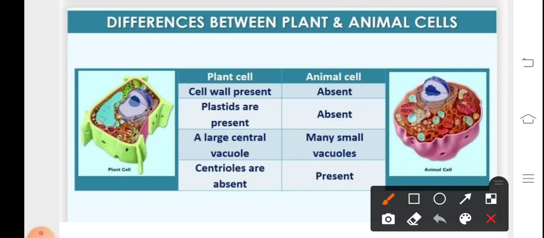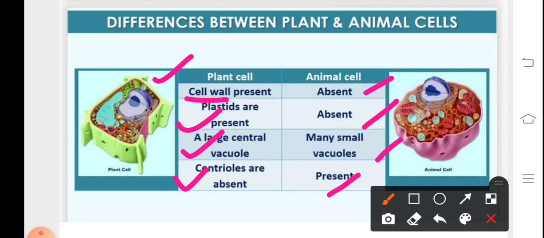The differences between the plant and the animal cells are underlined. In case of plants, they have a cell wall which is made up of cellulose. They show the presence of plastids. They've got a large centrally located vacuole because of which the nucleus gets shifted to the periphery, and the centrioles are absent. Whereas animal cells lack a cell wall. Plastids are absent. They've got many small vacuoles, and centrioles are present which help in the formation of spindle fibers during the process of cell division.